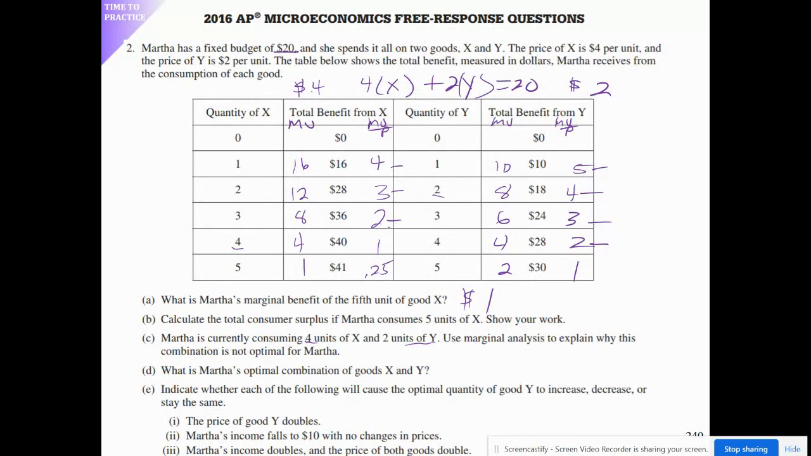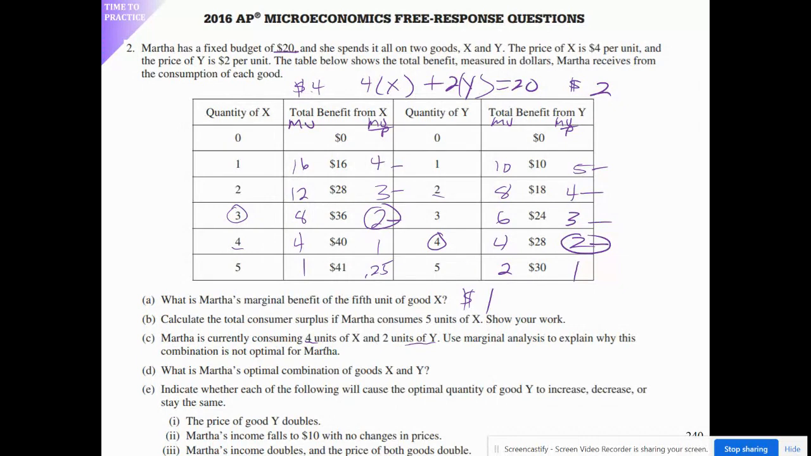So here we have 3 items at $4 a piece. So this would be $12 here. And then 2, 4, 6, 8. So 12 plus 8 is 20. So she would be here and here. So she would buy the third of X and a 4 of Y would maximize.